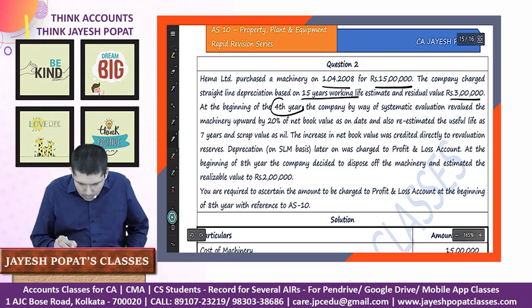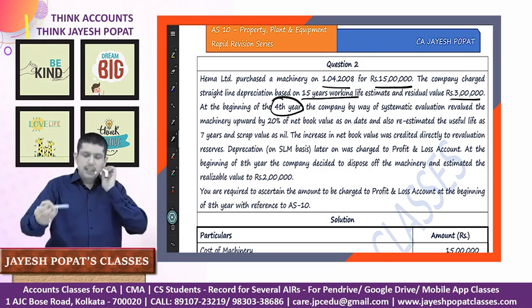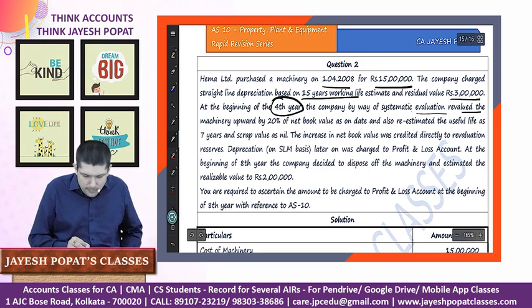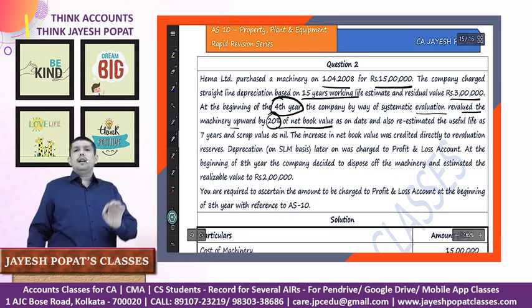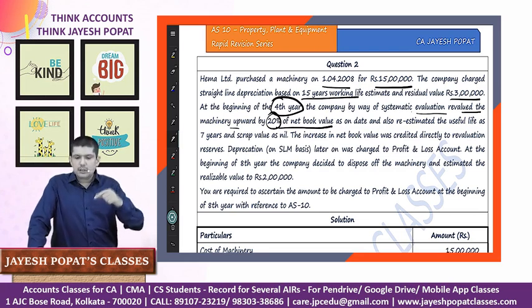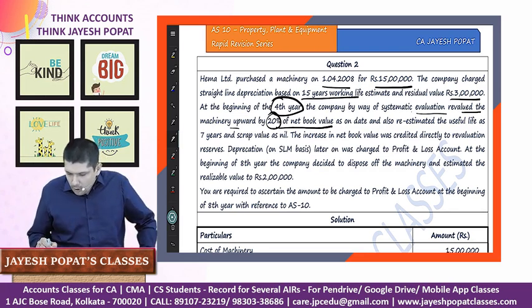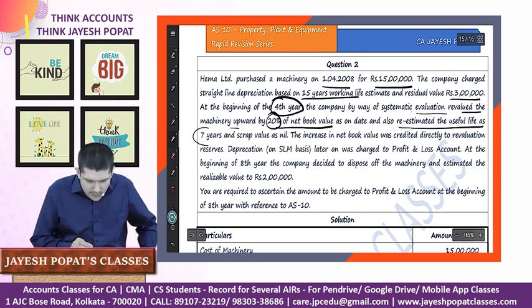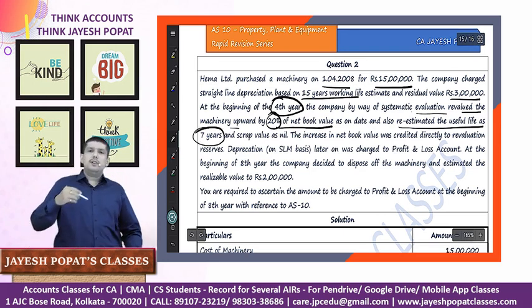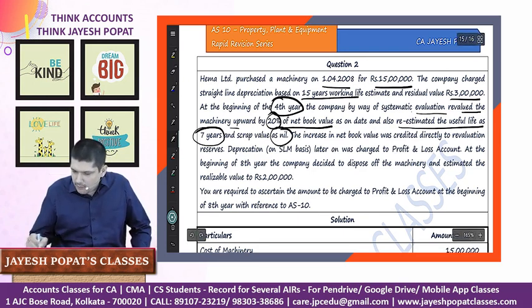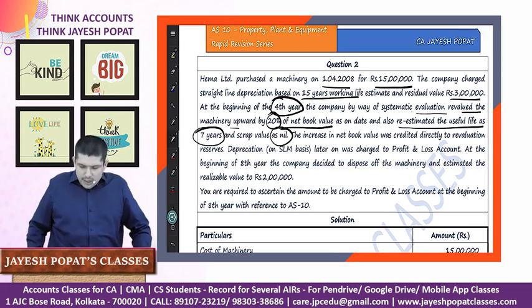At the beginning of the 4th year, means after charging depreciation till the 3rd year, the company, by way of systematic evaluation, revalued the machinery upward by 20% of the net book value. So whatever is the net book value at the end of the 3rd year, 20% of that was treated as upward revaluation and was added to the cost of the machinery and brought it to its revalued amount. and also re-estimated the useful life as 7 years. So now they have re-estimated that the useful life is not 15 years, but as of date it is 7 years, and the scrap value is nil.